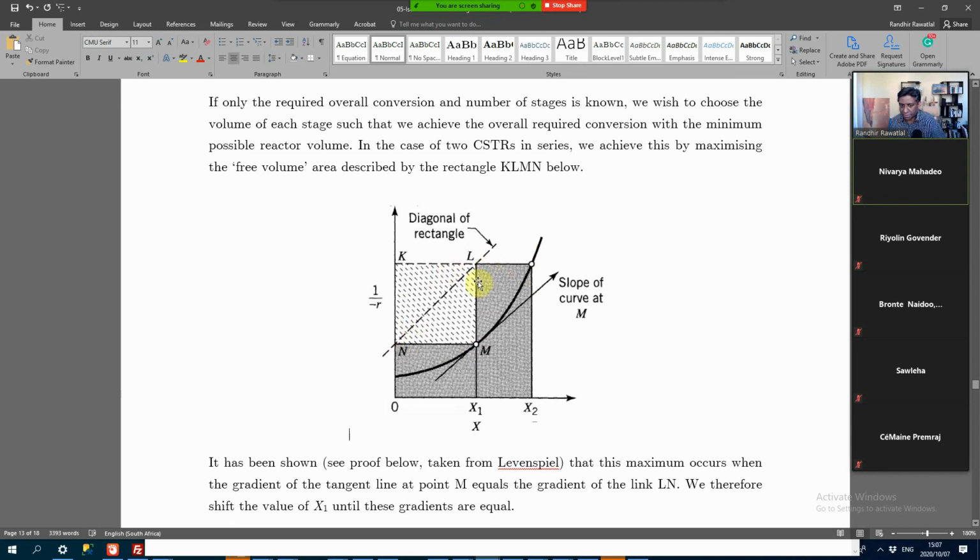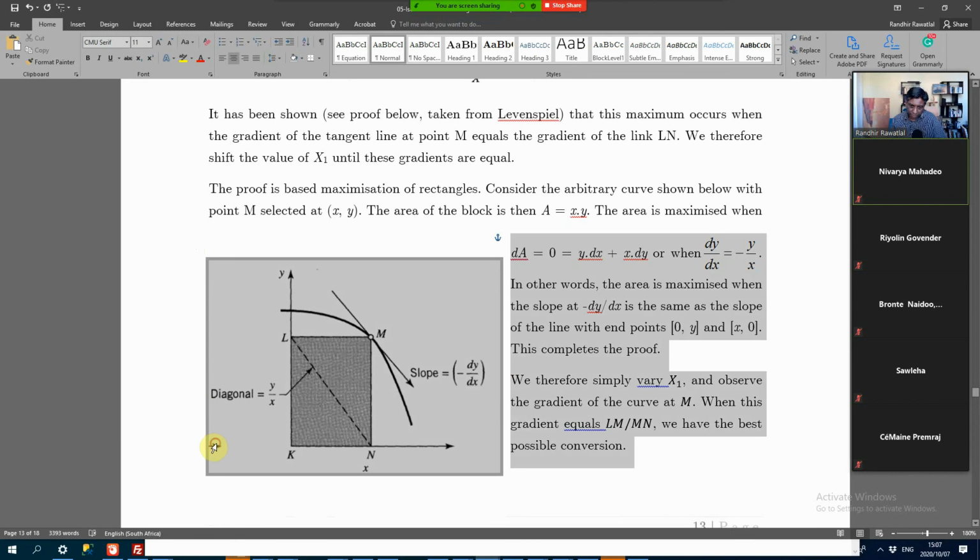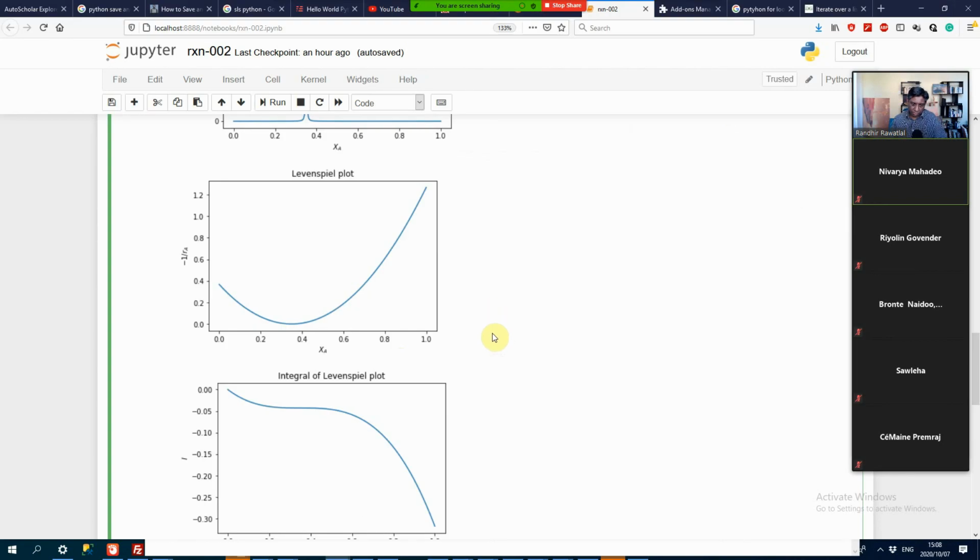So that defines this line, and then you've got a gradient here, and you've got another gradient here. And so you want to shift x1 around until this gradient equals this gradient. So there will exist a specific x1 value where those two gradients are equal. And if you read this proof carefully, this explains why equality of those gradients translates to the minimum reactor volume. Right, so you can do that on this curve.